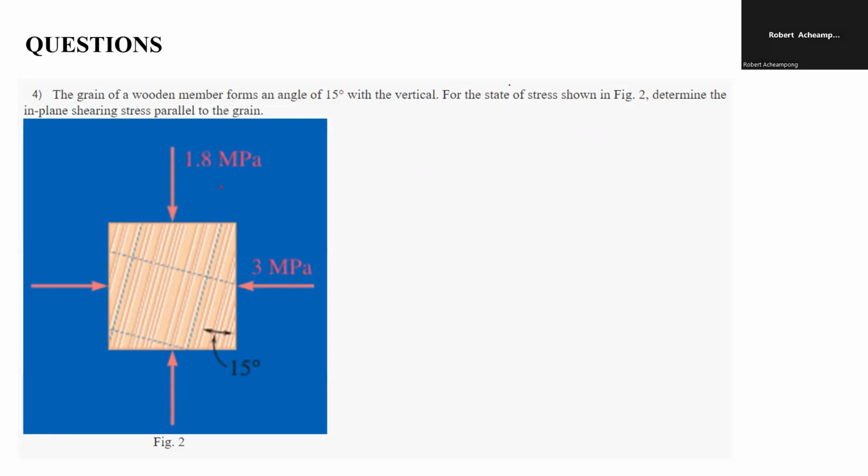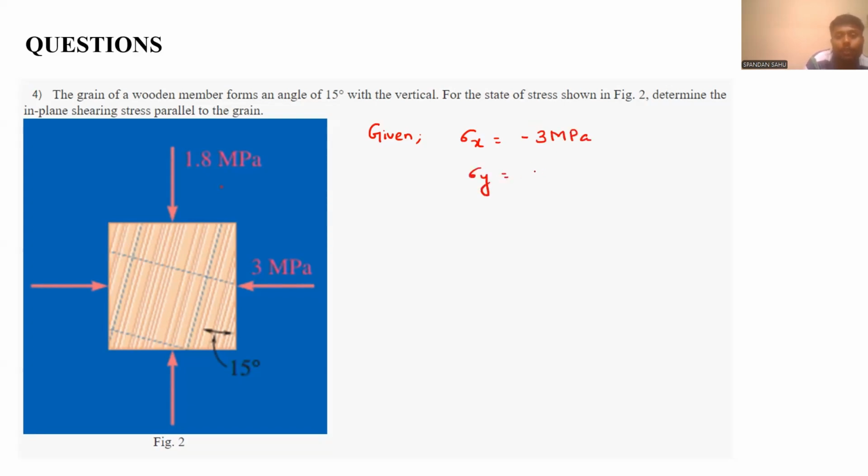So here, let me write the given things. Here, you can see sigma x is given to be minus 3 MPa, sigma y to be minus 1.8 MPa, and tau xy is 0 MPa because there are no shearing stresses.